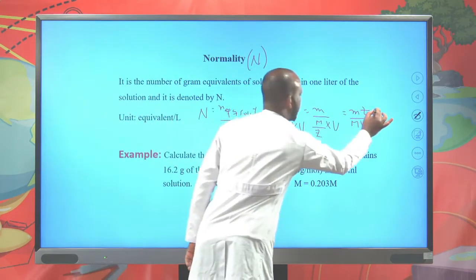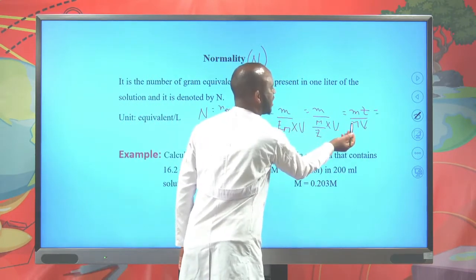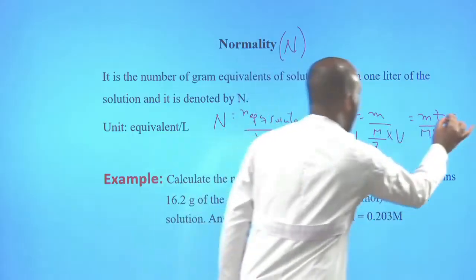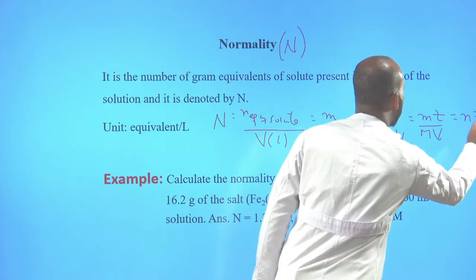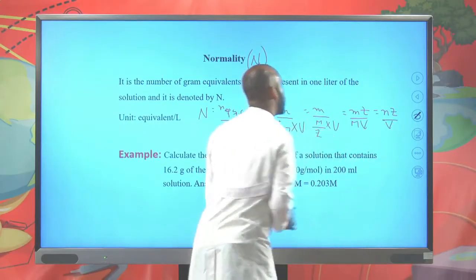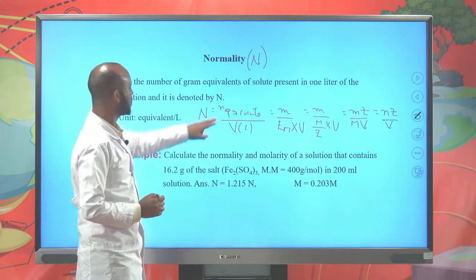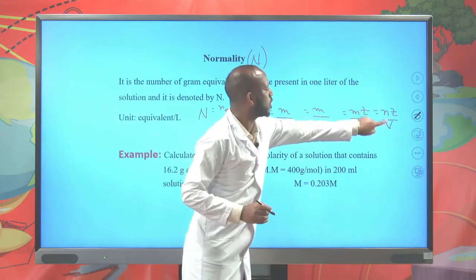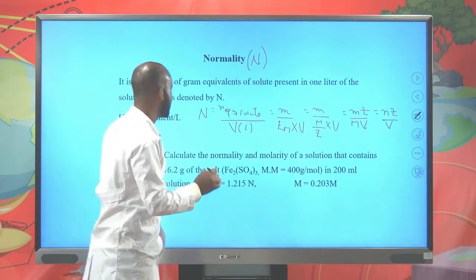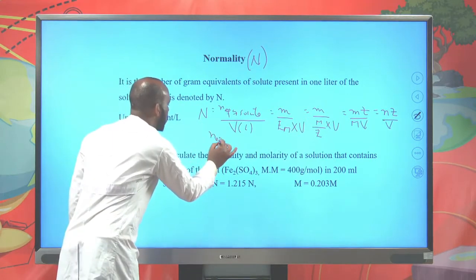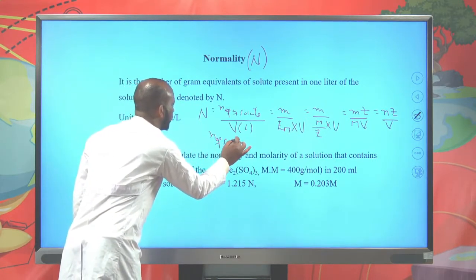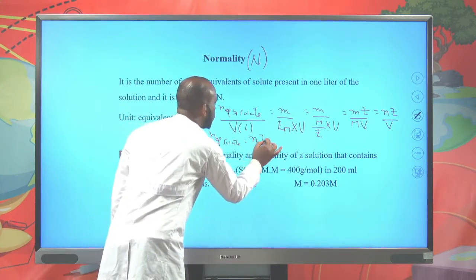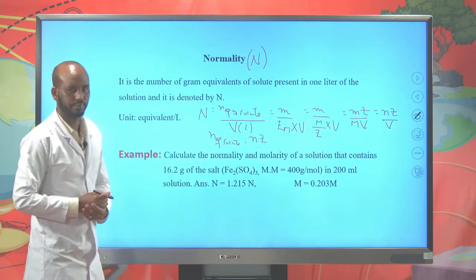This can be written as mass divided by molar mass, which is the number of moles of the solute, small n, times Z divided by volume of the solution. From this, number of equivalents of solute equals number of moles of solute times Z.